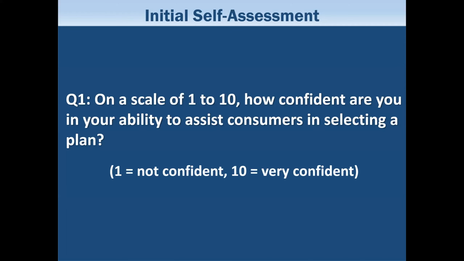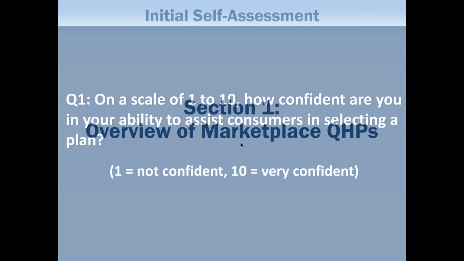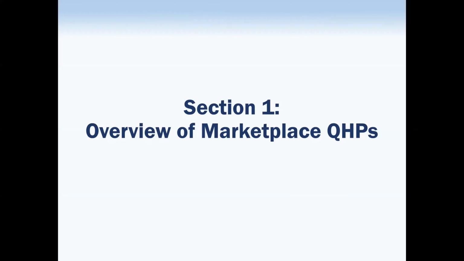So the first thing I want to do, though, before we get started, is ask all of you to do me a quick favor. On a piece of paper in front of you, just write down on a scale of 1 to 10, how confident are you in your ability and your skills in helping consumers go through the process to select a plan? From 1 to 10, just put that number down. Obviously, we want to see how you all feel after this presentation. So now we're going to dive right into the first section, talking about marketplace plans.